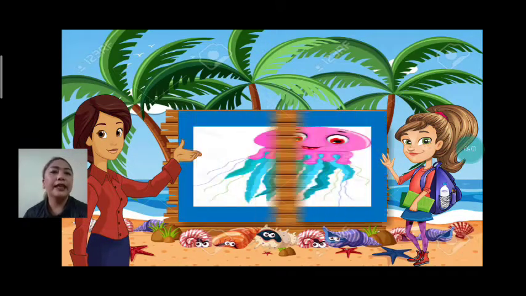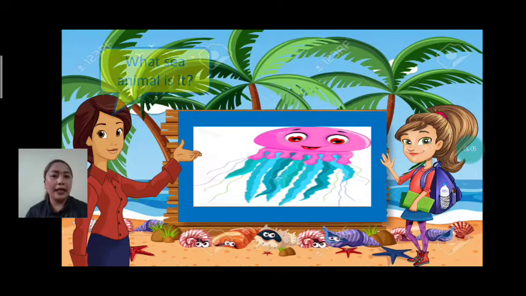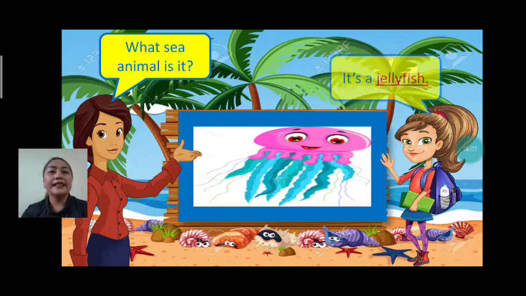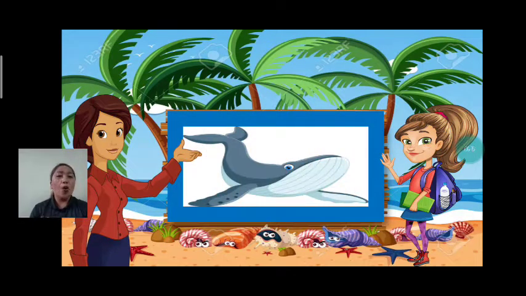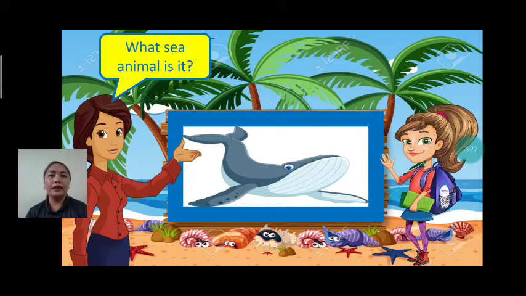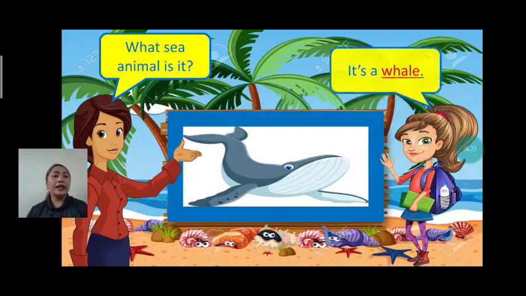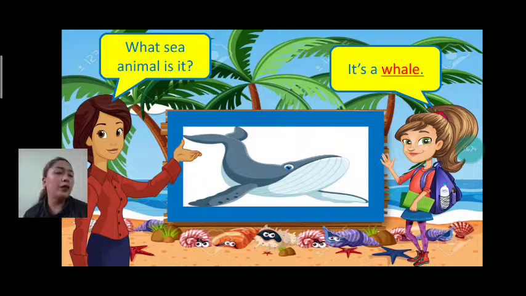Very good, okay, next. Jellyfish. What sea animal is it? Everybody, let's answer it together. It's a jellyfish. One more time, it's a jellyfish. Very good. Next. Whale. Everybody, whale. What sea animal is it? Let's answer. It's a whale. One more time. It's a whale.